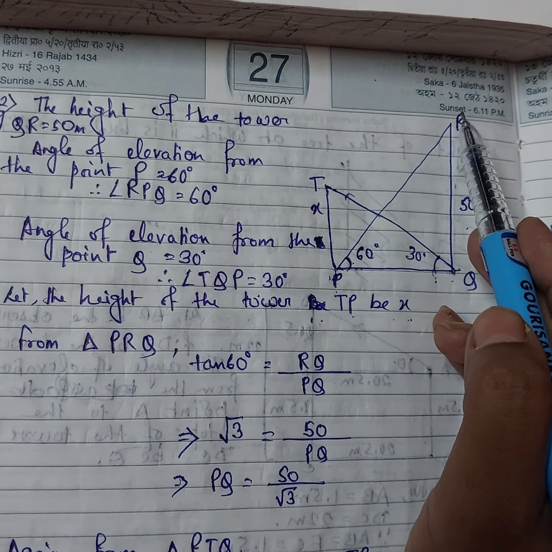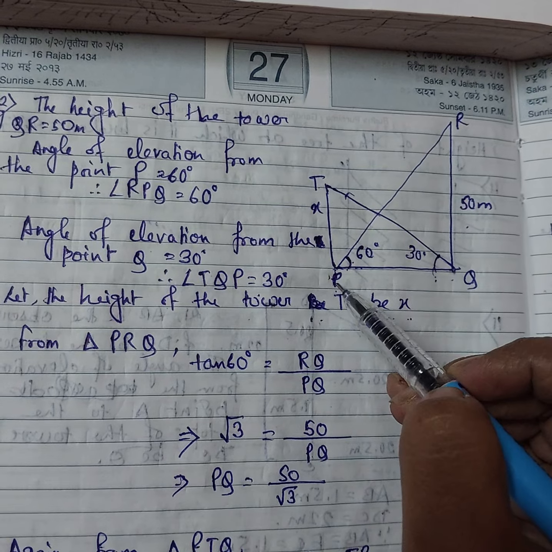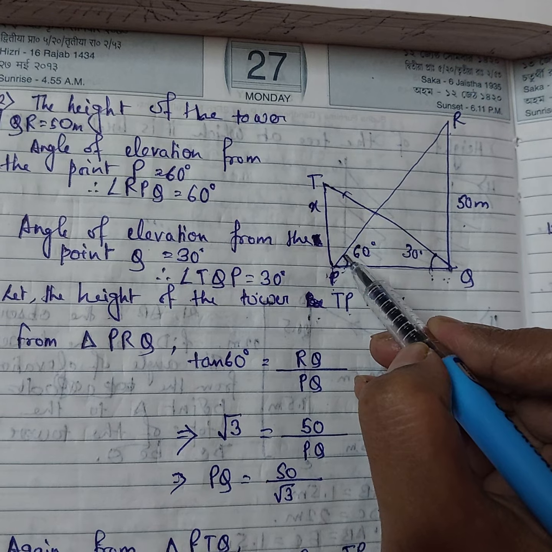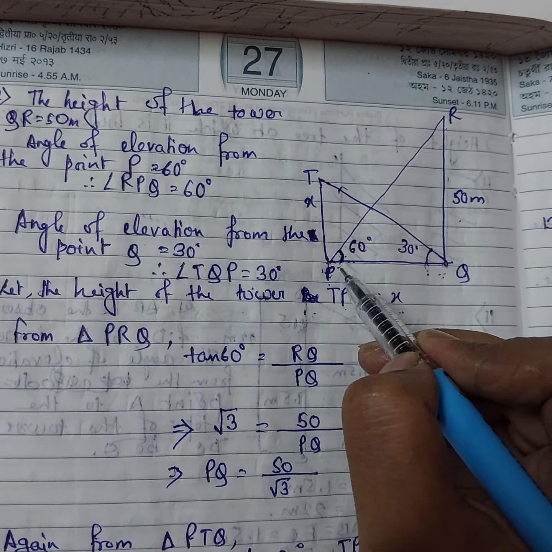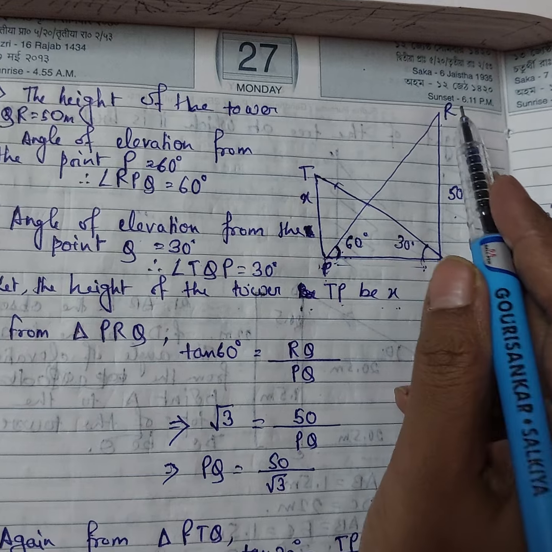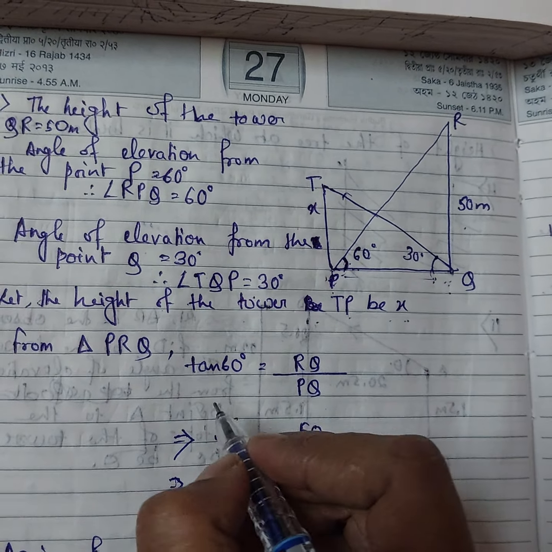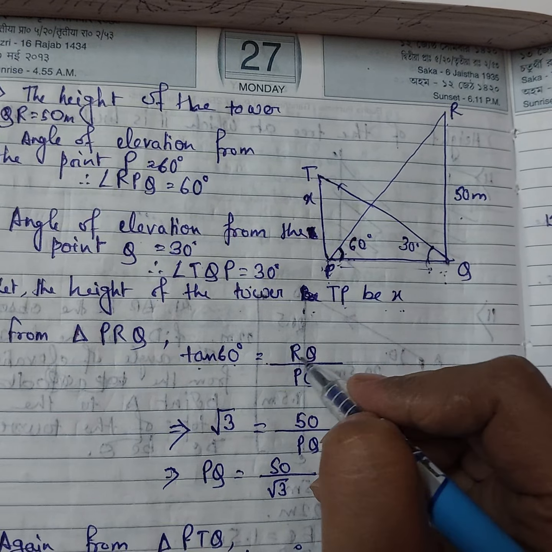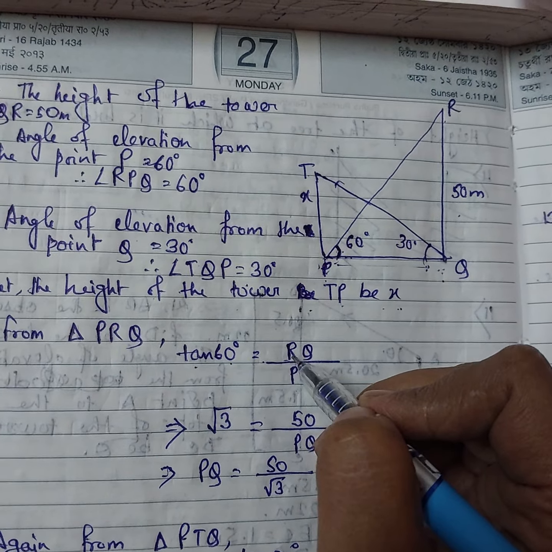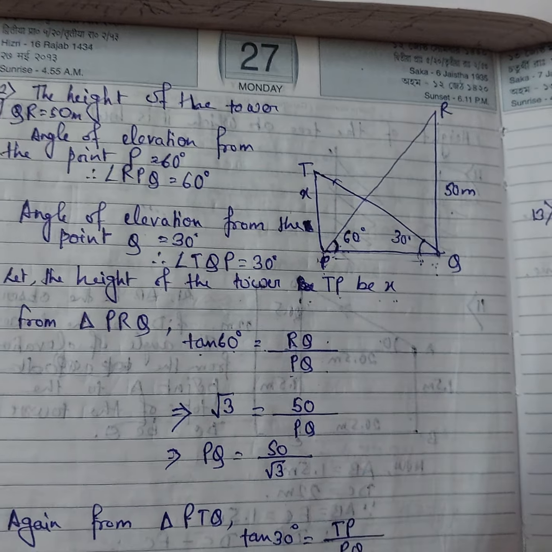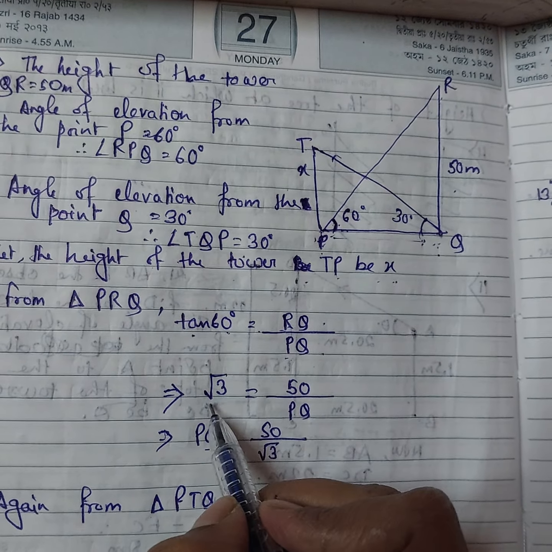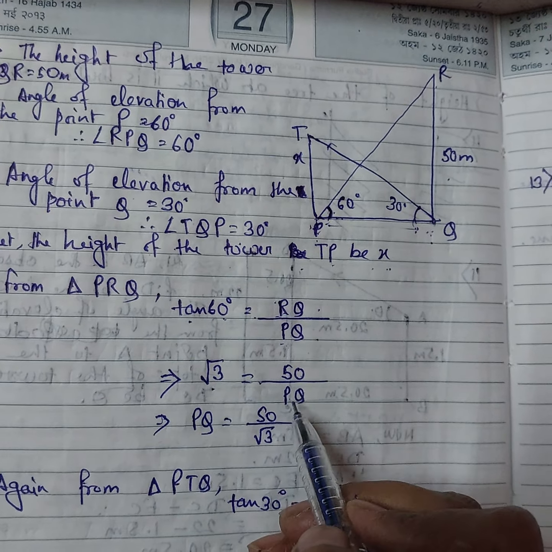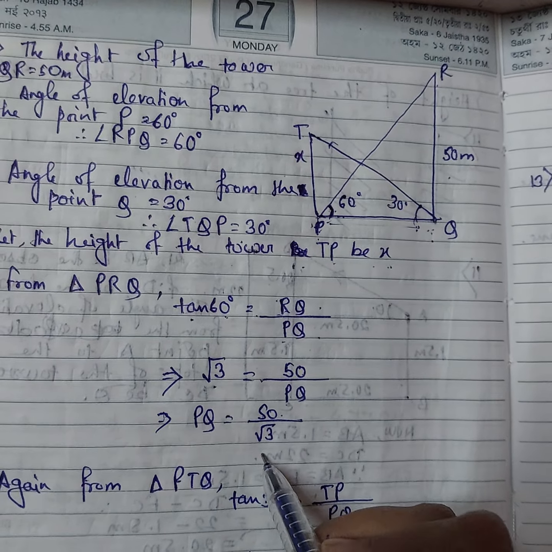Now if you consider the triangle PRQ, here the angle is 60 degree, the base is PQ and the perpendicular is RQ. So you can say tan 60 degree is equal to perpendicular by base, it is RQ by PQ. The value of tan 60 degree is root 3, equal to QR which is 50 over PQ. So PQ will be 50 by root 3.